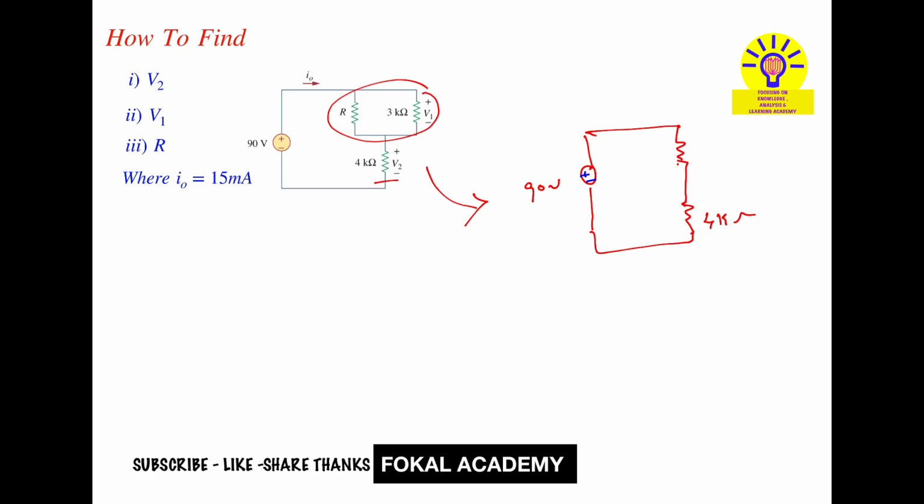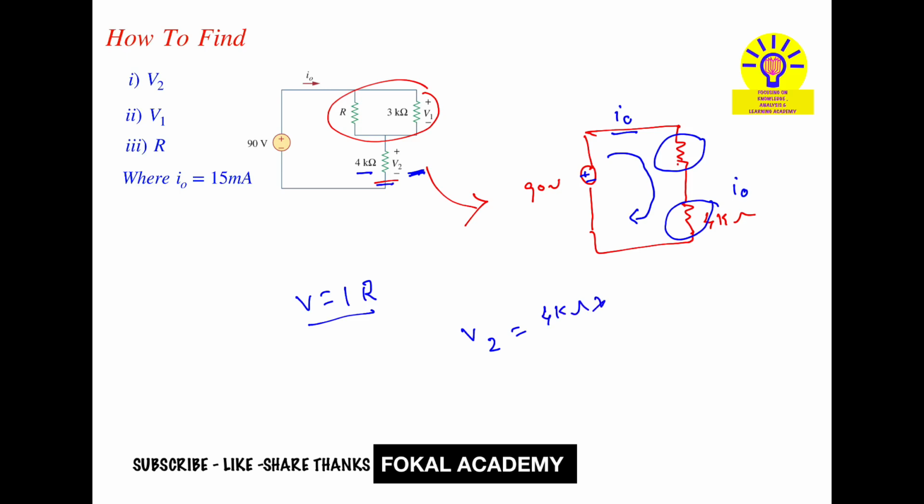So here the current I0 was entering here. That means in this circuit, in this resistor the current is I0. According to Ohm's law we know that V equals IR. So from this we can get voltage V2. That is V2 equals, so what is the resistance here? 4 kilo ohms. In that resistor the current is I0 only. I0 is given as 15 milliamperes. So from this we will get voltage V2 equal to 60 volts.